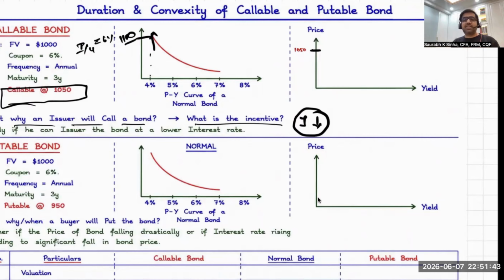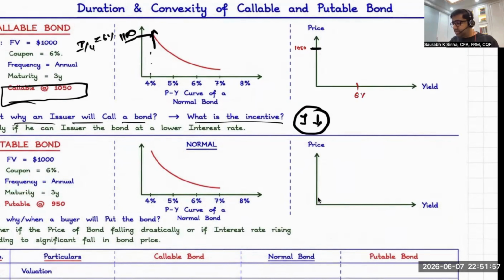In the market, the interest rate is 7%, 8%, 9%, but he is sitting at a lower liability of 6%. So he's happy. So it will behave like a normal bond. So if you do the valuation at a higher interest rate, which is 6%, 7%, 8%, 9%, there won't be any change in the valuation. So the price yield curve will be very similar to as it was in the normal bond.